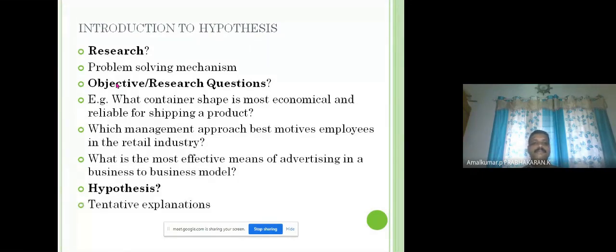So here the hypothesis is a tentative explanation. Once again, research is a problem-solving mechanism. In order to solve the problem of the research, the researchers develop certain research objectives or research questions, and based on that, the researchers develop certain hypotheses. The hypotheses are the statistical form of research questions. Then only can the researchers answer that question properly using the exact statistical tool.